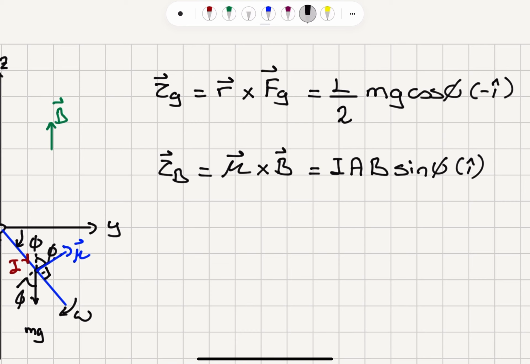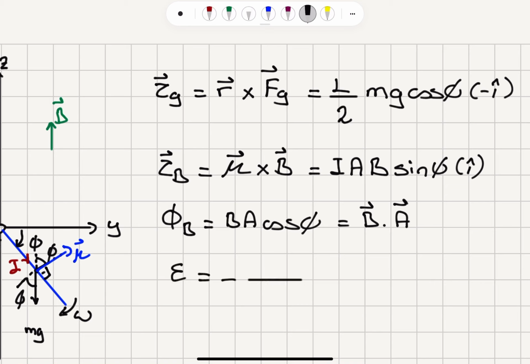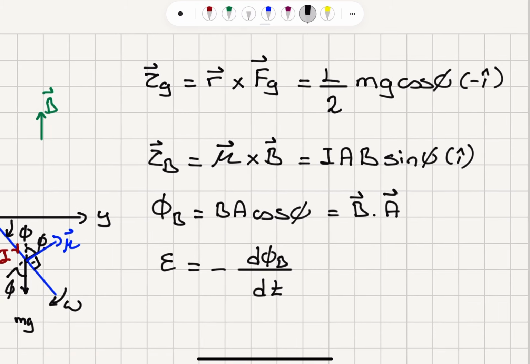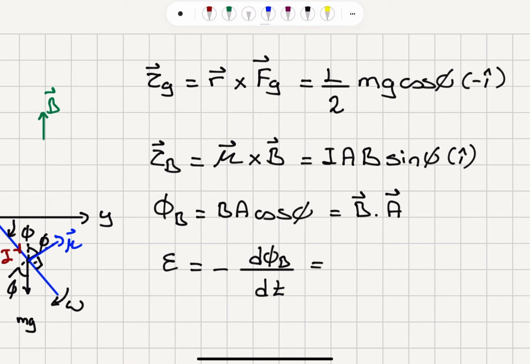The flux phi_B is BA cosine phi, which is the dot product of the magnetic field with the area vector, and the induced EMF epsilon is minus d phi_B dt, the rate of change of flux, and that is because the angle here is changing: BA sine phi d phi dt.